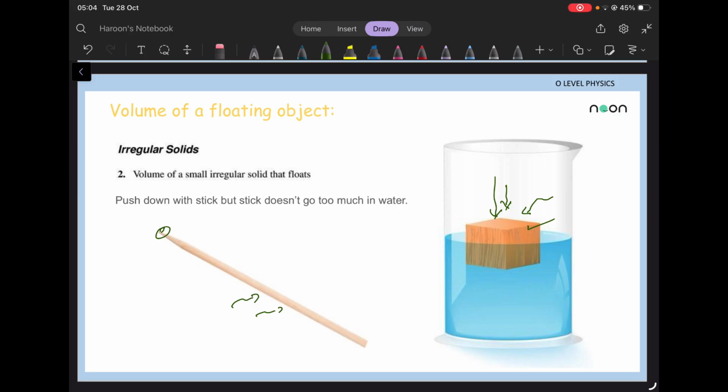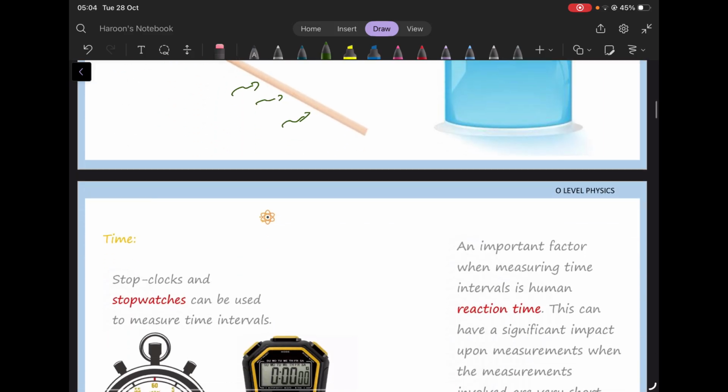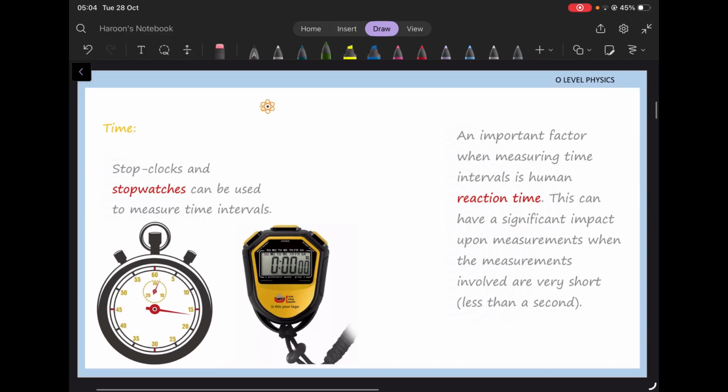But this is a layman method, this is not very accurate, because it requires a lot of focus, and none of the stick to be inside water and all of the wooden object to be inside water. So that is not an easy thing to do. Okay, now the next concept is related to time.